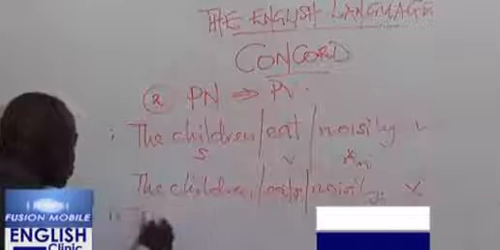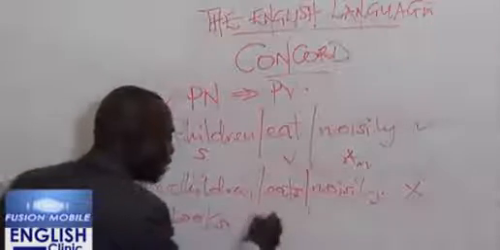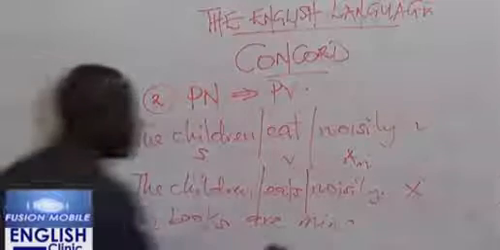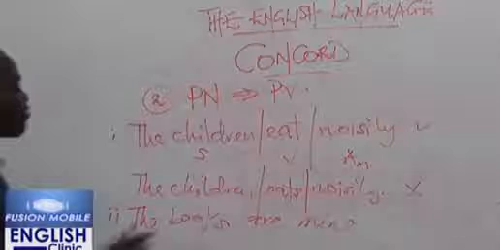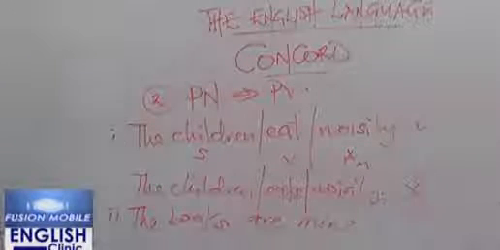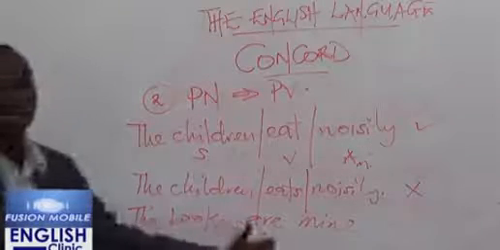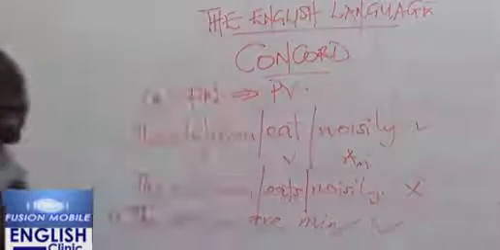The books are mine. The subject here is what? The books. And the verb here is what? Are. Now, there is a complete agreement here because the books is what? Plural. While are is what? A plural verb. So this sentence, exactly like I said, is grammatically correct.